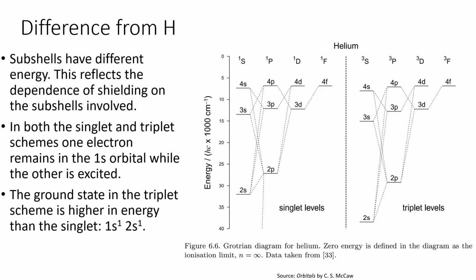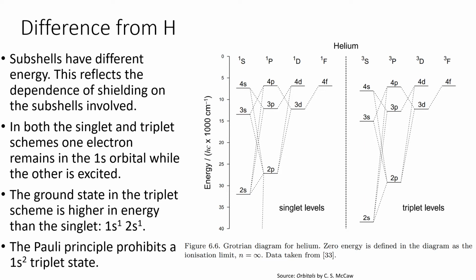But when it comes to the triplet, the ground state is 1s1, 2s1, and we think of this as being a reflection of the Pauli principle, which would forbid a 1s2 triplet state, which would imply both electrons in the 1s orbital, but both spinning in the same direction. And so this is going to take us on to talk a little bit about the Pauli principle.